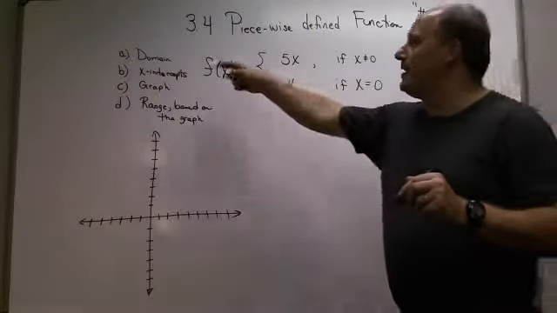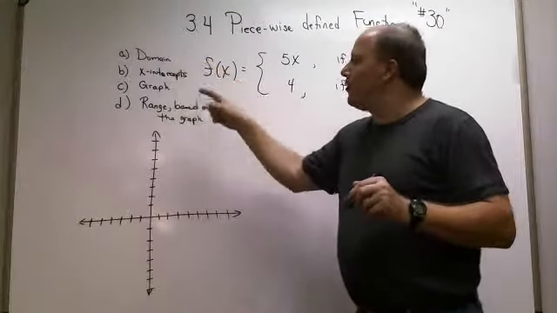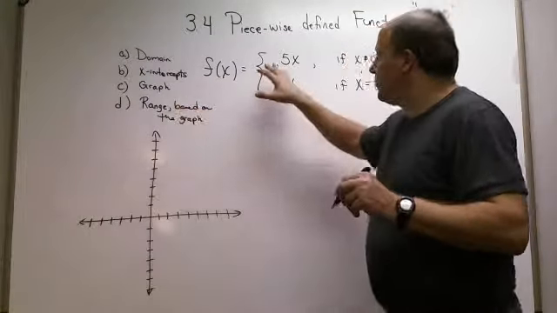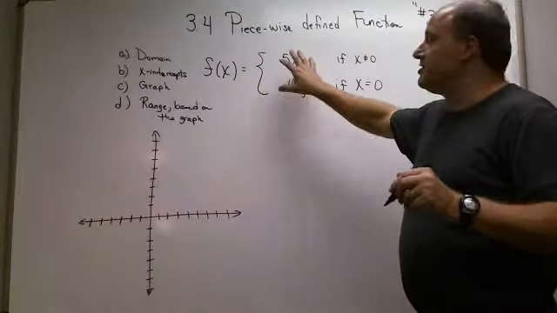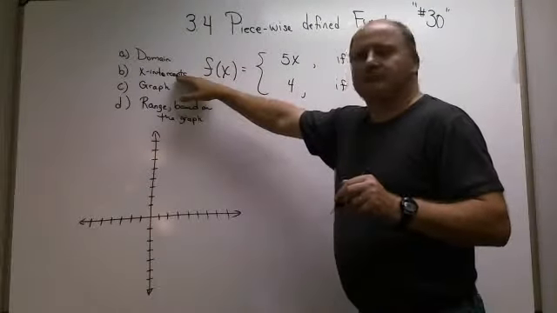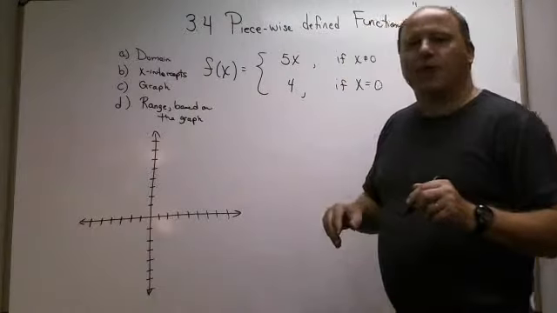Now remember, the domain are the x-coordinates. The range is the y-coordinates. And the graph, of course, would be the visual representation of this. It's the solution to this function. And x-intercepts, and we may go ahead and find the y-intercepts as well.